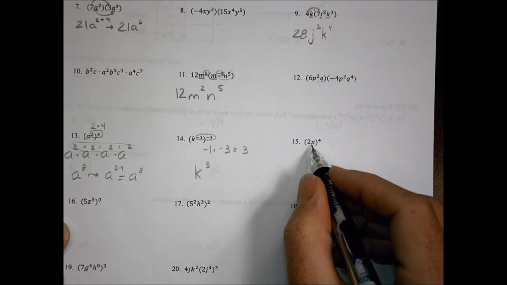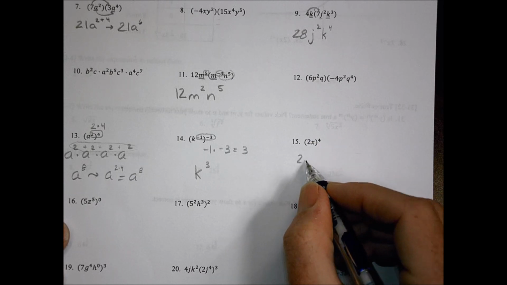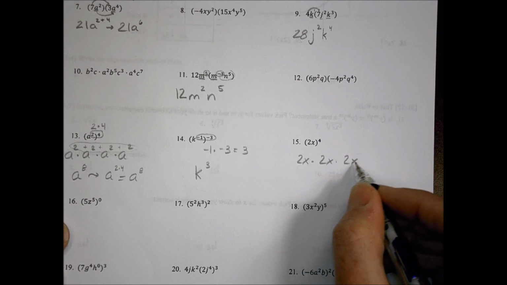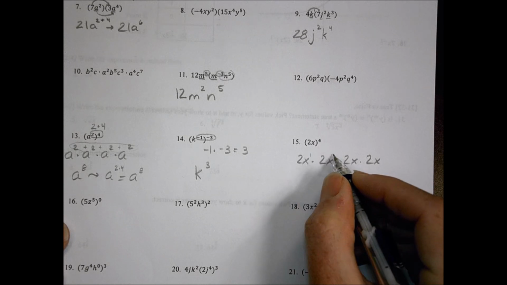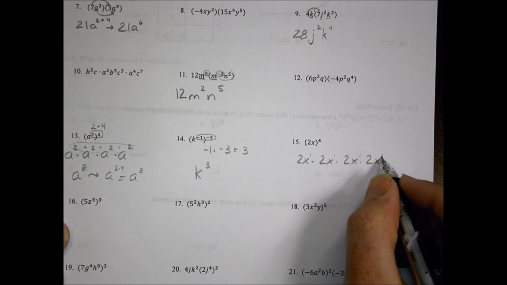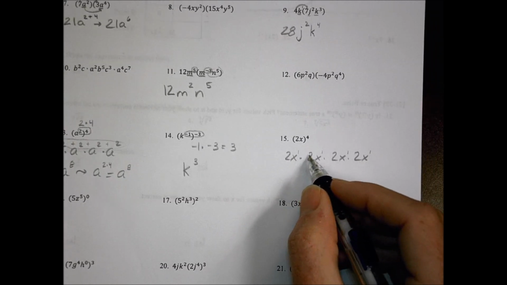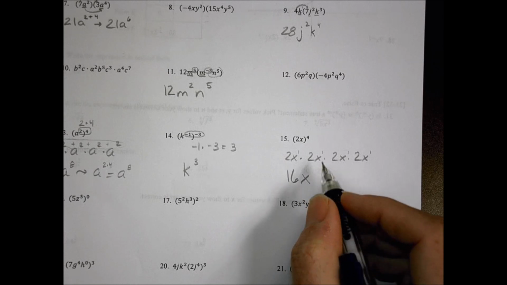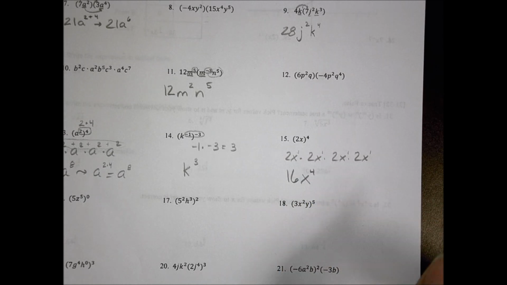For 15, we have 2x to the 4th power. So there's no exponent in here. I really just have 2x times, again, 2x times 2x times 2x. I'm just writing it out long ways so you can see what we're doing here. This is x to the 1st each time. So when I look at the 2, 2 times 2 is 4, times 2 is 8, times 2 is 16. So I have 16 there. And the x becomes 1, 2, 3, 4, x to the 4th.